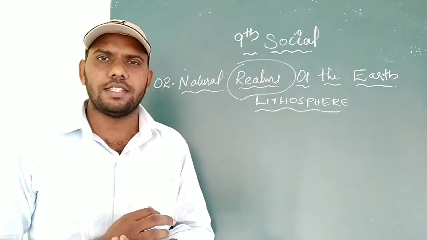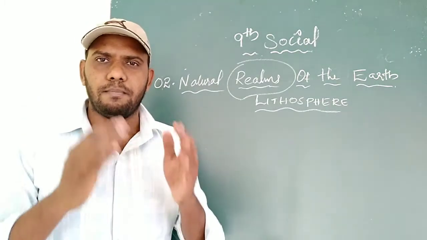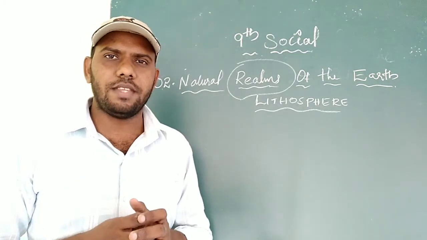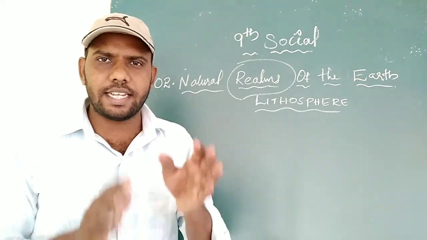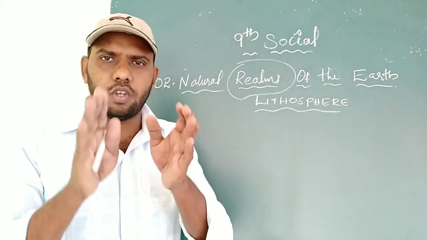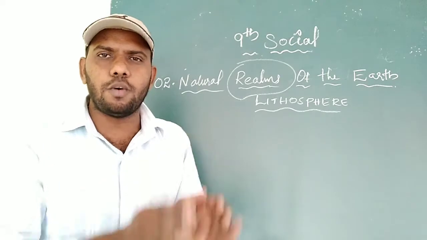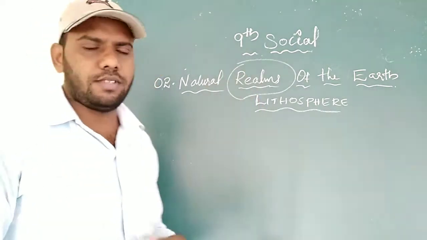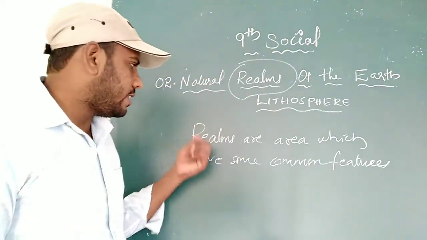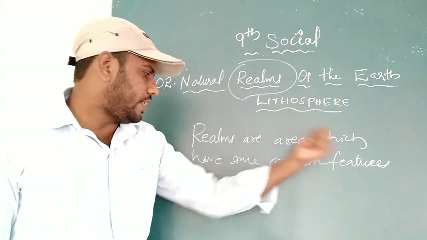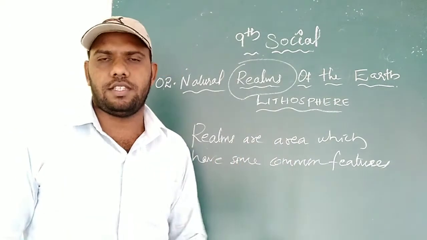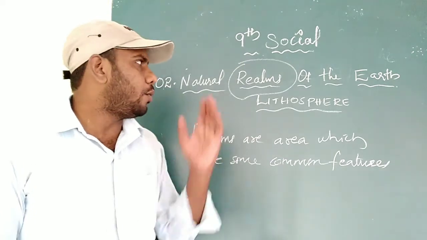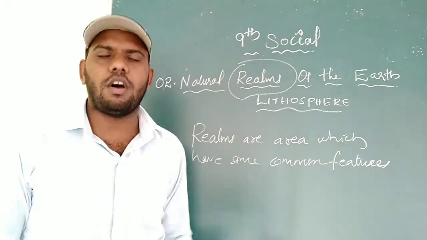As you know, children, there are water, rocks, plants, animals, humans, etc. So we observed whether there are any similarities among them, and those similarities we can arrange into a group. Is it or not? That is what we call realms. So what do you mean by realms? Here it is: realms are areas which have some common features. Based on this, we divided the natural realms of the earth.